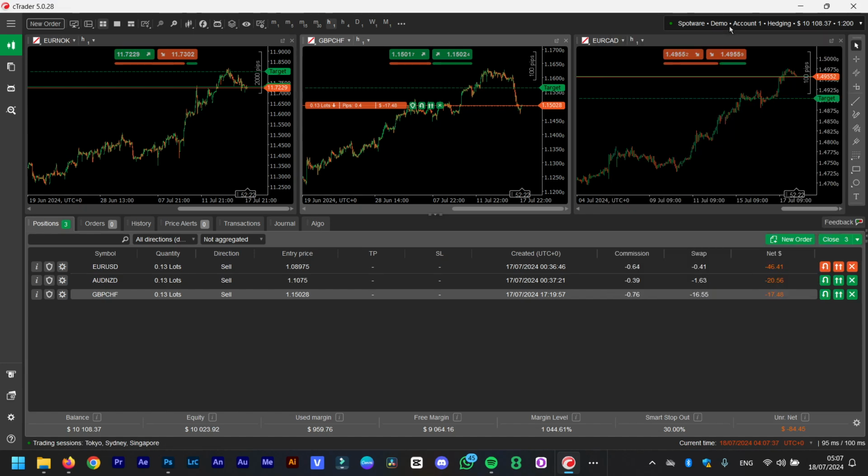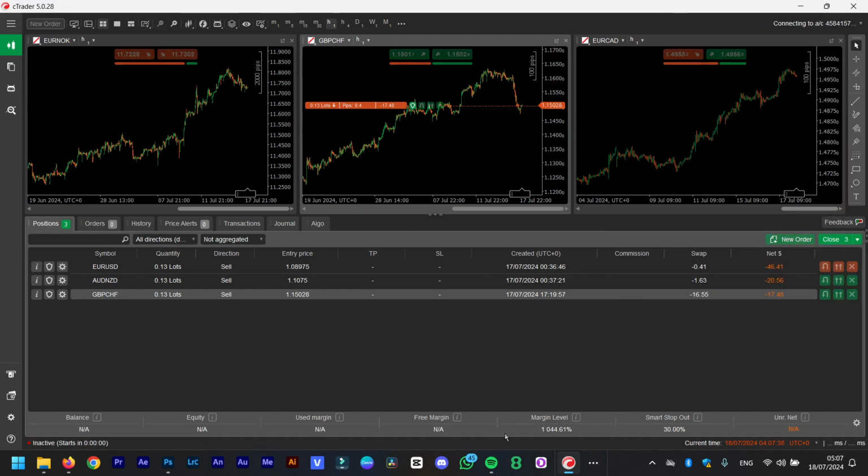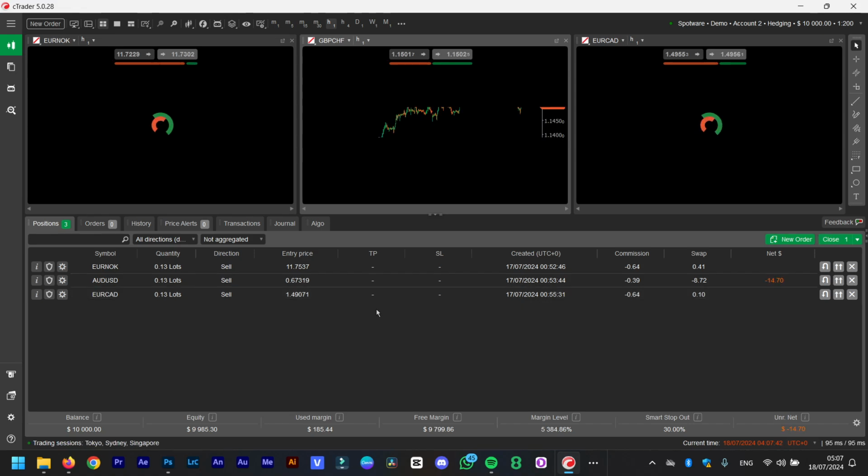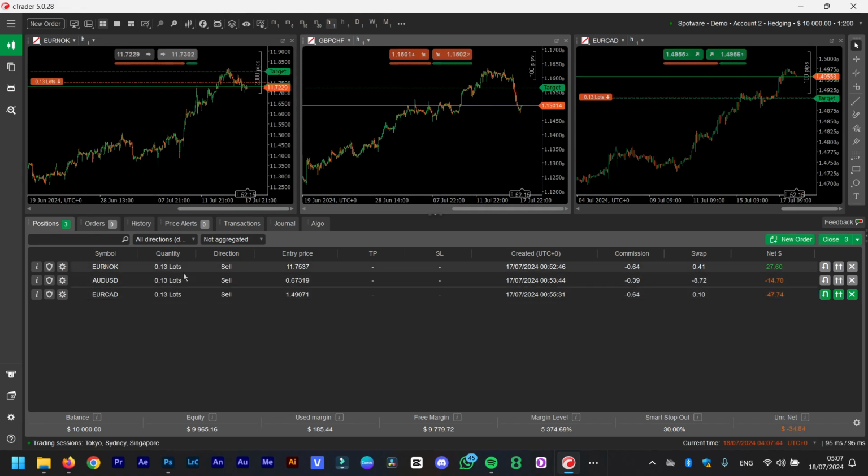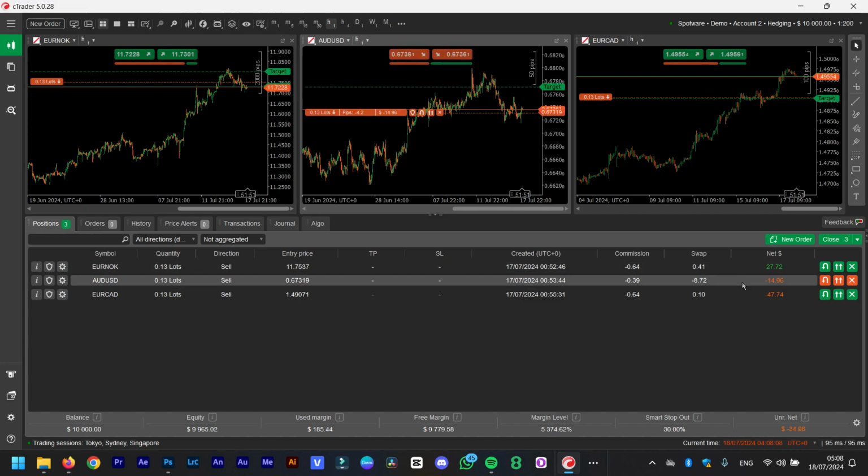So now we have account 2. Let me go really fast because I don't want to make this video too long. Here we have 3 trades. They're not random, but they are all different from each other, and not necessarily correlated in any way. So Euro NOK, AUD USD, and Euro CAD. One is $27 positive, another is $14 or $15 negative, and the other is $47 negative. So I'm not going to do anything here. I'm just going to wait.